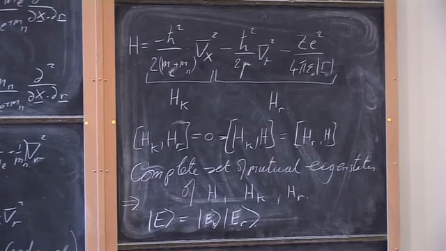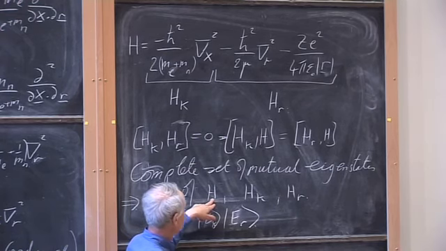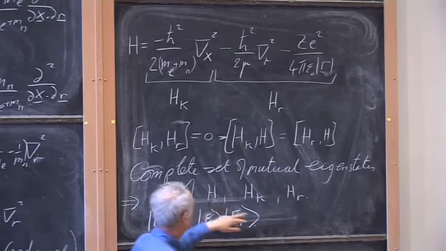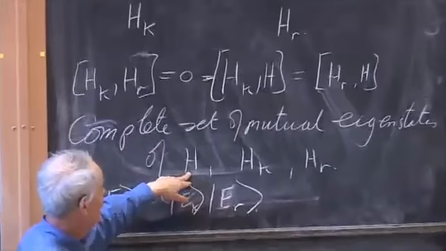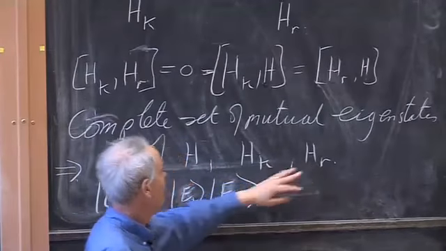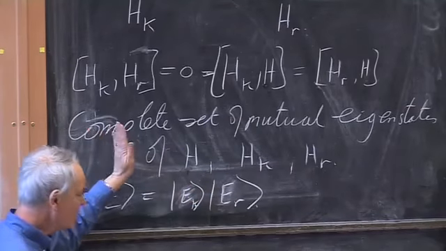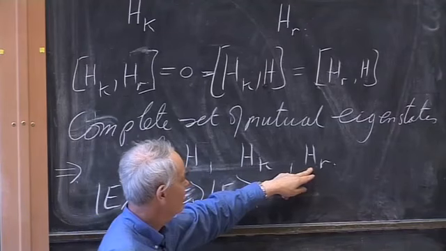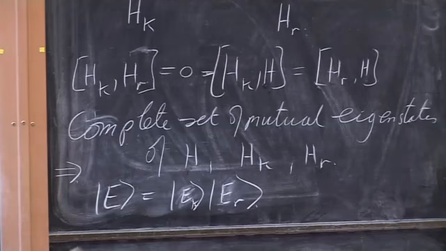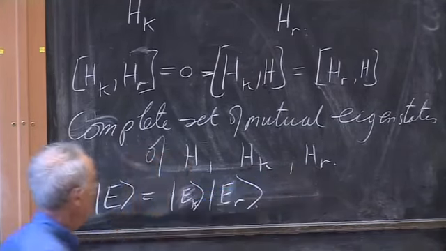Now, I have to be a little bit careful. I think I've said something that's not strictly speaking true. What we know is that there is a complete set of eigenkets of this, which are simultaneously eigenkets of this and this. It does not follow, and indeed is not true, that every eigenstate of this is simultaneously an eigenstate of this and this. There are eigenstates of this which are not eigenstates of this and this. But we will get a complete set of eigenstates of this, that's good enough for us, which are simultaneous eigenstates of this and this. So we've reduced the problem of finding the eigenstates of this to the subproblems of finding the eigenstates of this and the eigenstates of this.